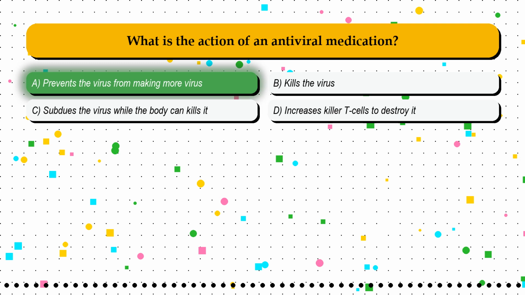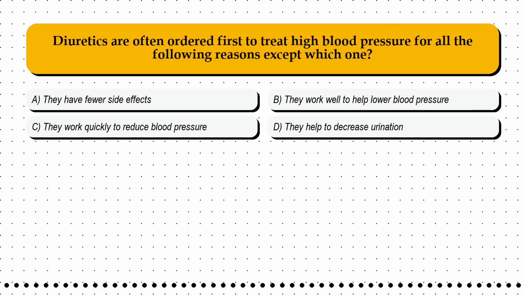The correct answer is option A, prevents the virus from making more virus. Question 368. Diuretics are often ordered first to treat high blood pressure for all the following reasons except which one? Option A, they have fewer side effects. Option B, they work well to help lower blood pressure. Option C, they work quickly to reduce blood pressure. Option D, they help to decrease urination.